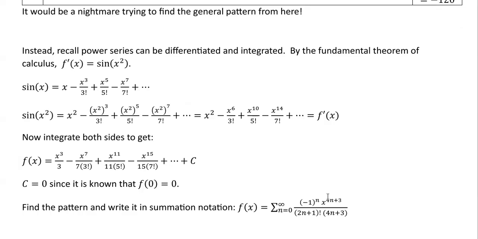So every 4, so it needs to be 4n, and we offset it by 3 because we're starting at 3, okay? And then there should be a constant on the bottom that matches the power, so 4n plus 3 right there, and then the factorial is 2n plus 1 factorial still, okay? And then, of course, you should just quickly plug in some values of n, like n equals 0, n equals 1, to make sure it matches there before you move on to the next problem.